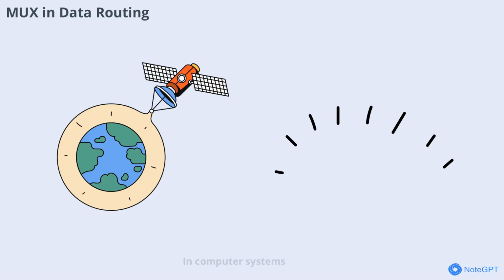In computer systems, multiplexers are used to route data between different parts of the system. For example, a processor might use a MUX to select which memory location to read from or write to. This flexibility allows for more efficient use of hardware and faster data processing.